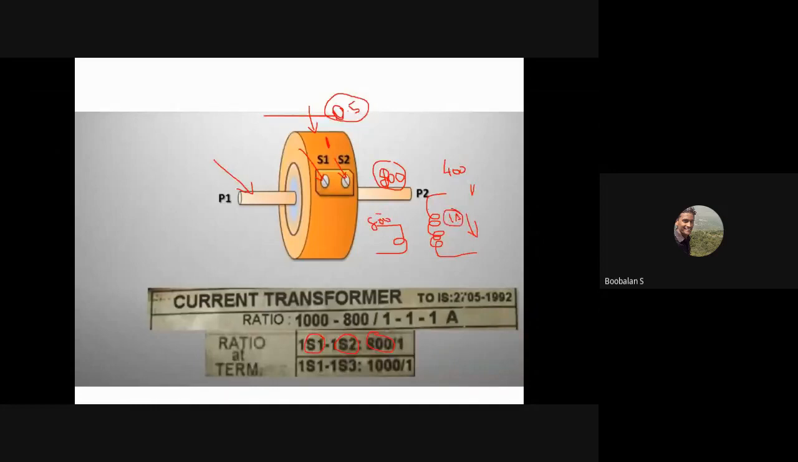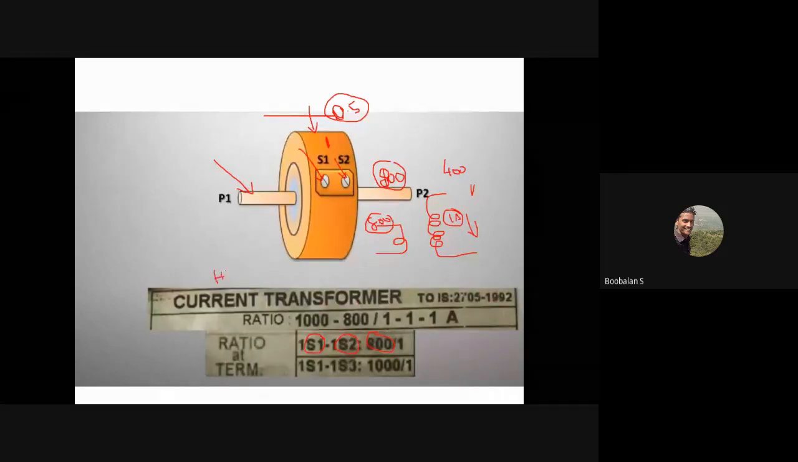So these are practical hardware nameplates, right? So it's now a current transformer, practical hardware, and it will be in a high tension voltage line, right? So if 400 ampere comes in the primary, in the secondary I get only 0.5 ampere.